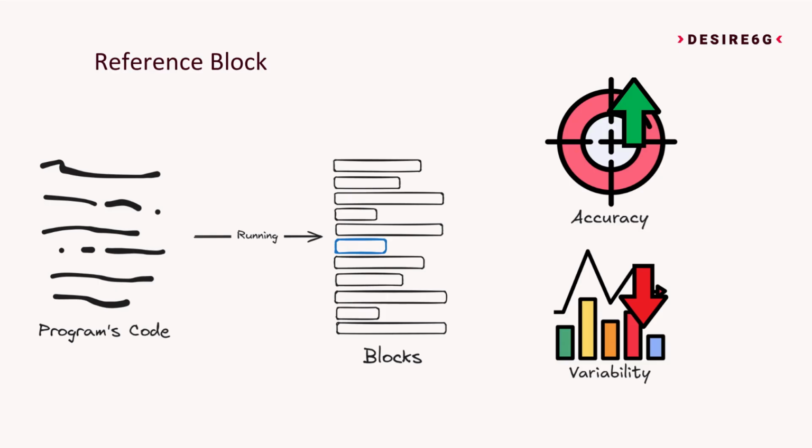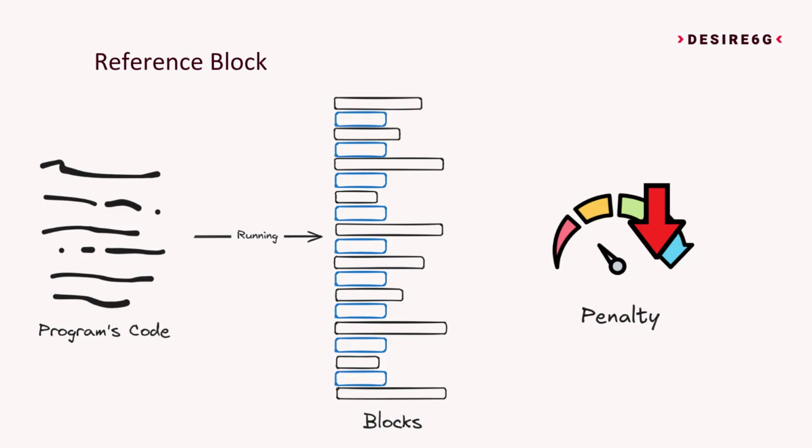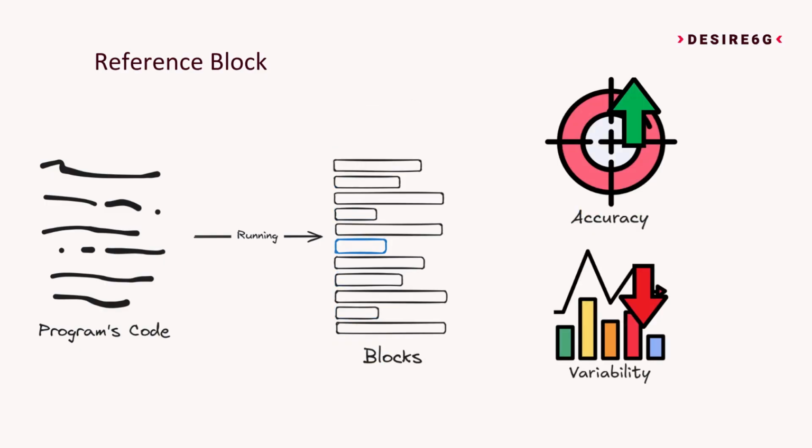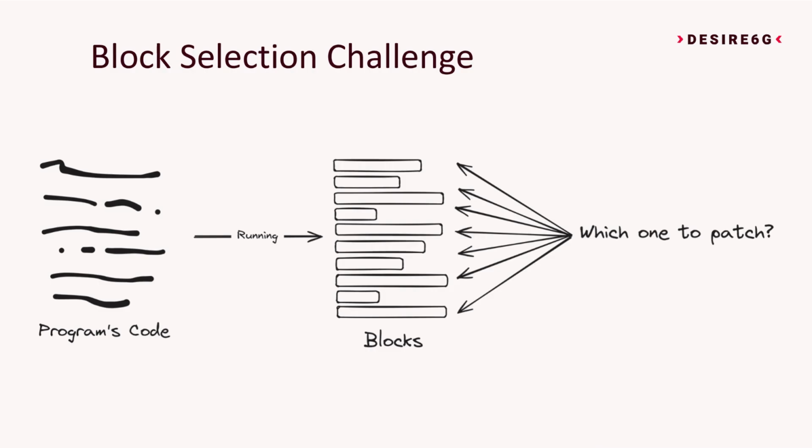However, one major challenge remains. Instrumenting every block typically results in an unacceptable performance overhead. Instead of instrumenting everything, we could carefully select just a few key blocks, those that provide the most insight into system behavior. But with hundreds or even thousands of blocks, how do we decide? That's the challenge we're facing here.